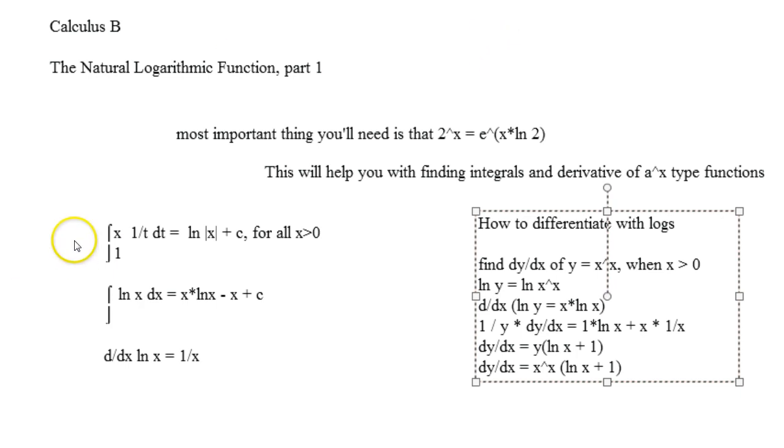Okay, so the derivative of the natural log of x is 1 over x. Pretty simple. The integral of natural log of x dx is going to be x times natural log of x minus x plus c. Okay?